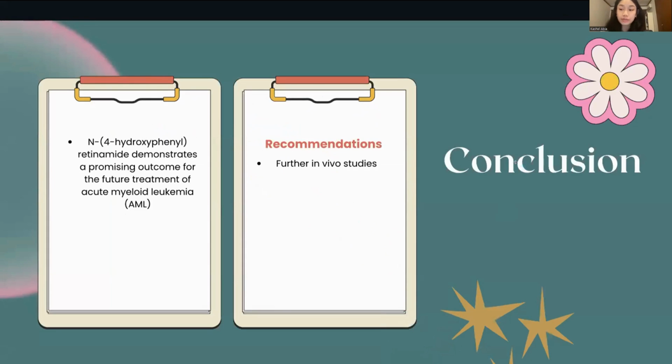In conclusion, N4-hydroxyphenylretinamide demonstrates a promising outcome for the future treatment of acute myeloid leukemia. However, for a more extensive understanding of its mechanisms, more in vivo, or more organism-based or whole person-based studies should be done, because most of these literature reviews were conducted in vitro.